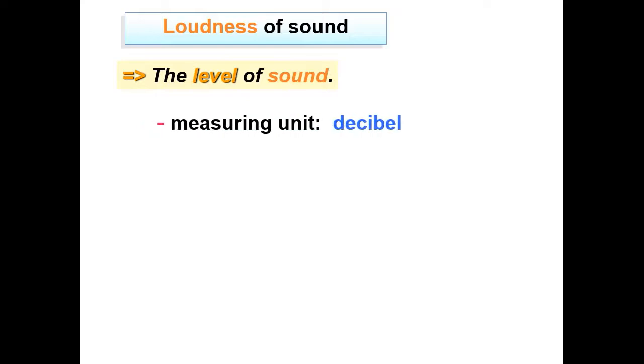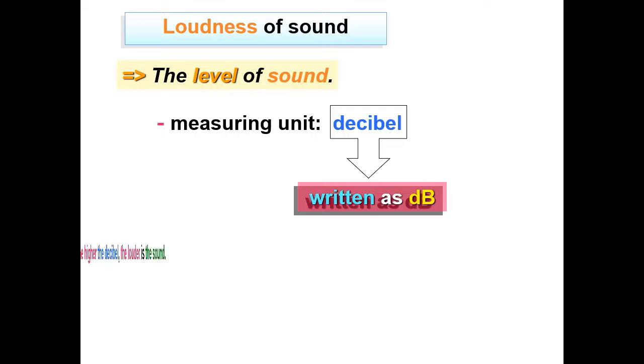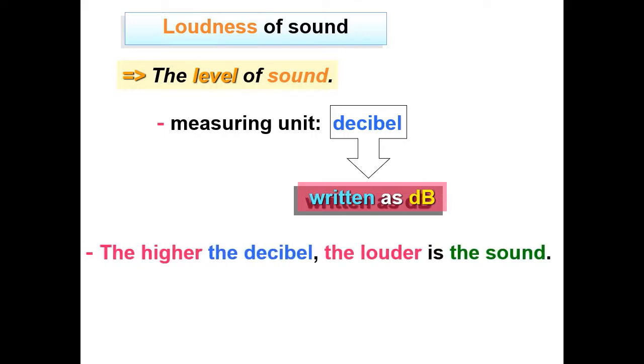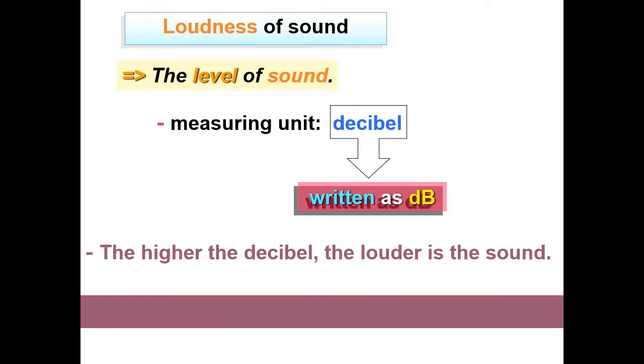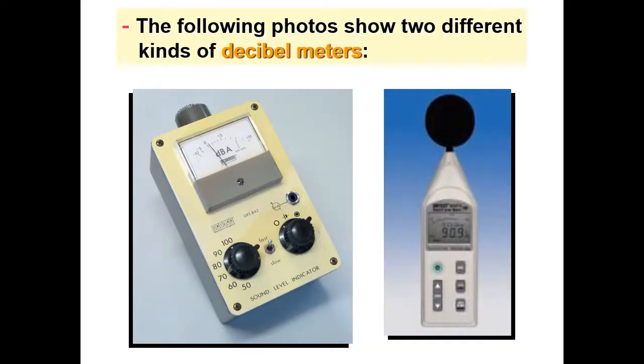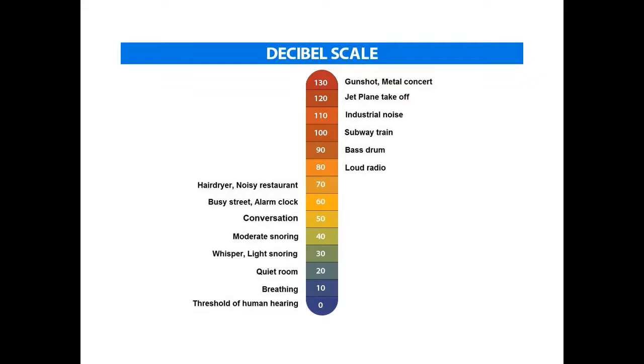The level of sound can be measured using the unit decibel, which is written as dB. So the higher the decibel, the louder the sound. It can be measured with a decibel meter. The following photos show two different kinds of decibel meters. Humans can hear sound waves with frequencies in the range of about 20 Hz to 20 kHz. Intensity of sound is measured on the decibel scale, and the short form of that is dB.